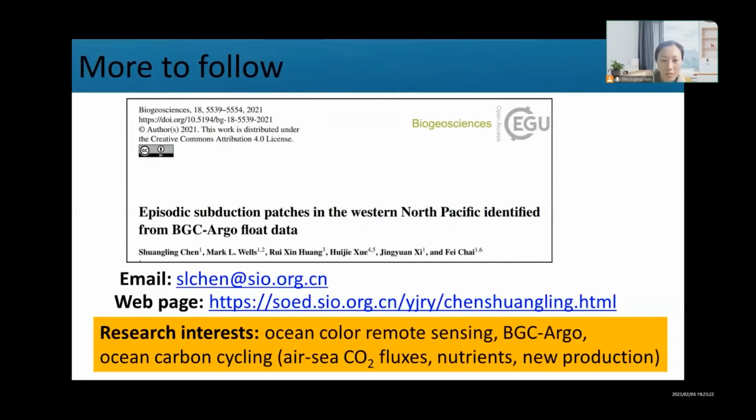My research is mainly on ocean color remote sensing and ocean carbon cycling, focusing on the air-sea CO2 fluxes, nutrients, and new production. Right now, we are taking advantage of both ocean color remote sensing and the BGC Argo floats, the four-dimensional ocean observations, to study the ocean carbon cycles. So please do let me know if you want to collaborate on any of these topics.